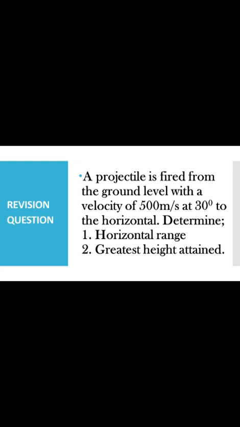Now, the question for us to attempt is this: a projectile is fired from the ground level with a velocity of 500 meters per second at 30 degrees to the horizontal. Determine the horizontal range and the greatest height attained. Now, this greatest height attained is also the maximum height. You can pause the video and try to solve this question yourself before I show you what the answer looks like.